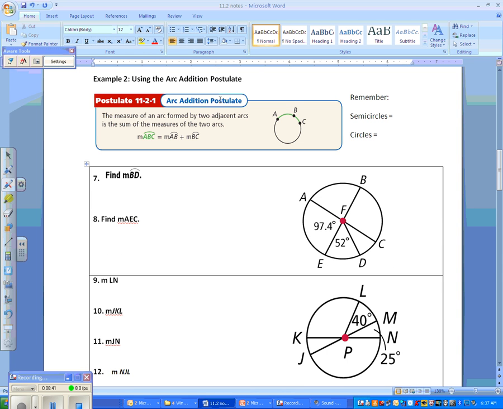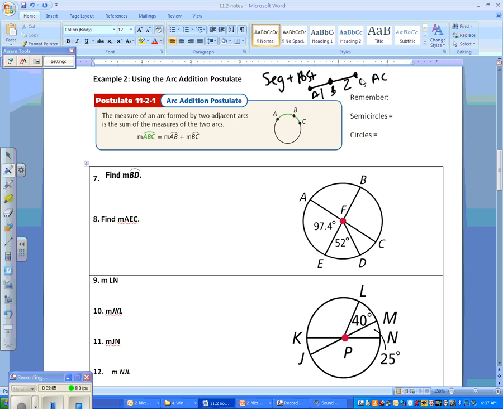The arc addition postulate is so similar, if not the exact same thing as what we did all the way back in chapter 1 with the segment addition postulate. The segment addition postulate said if we have a line segment, and I told you that this segment was 1 and this segment was 2, how long would the whole segment be?